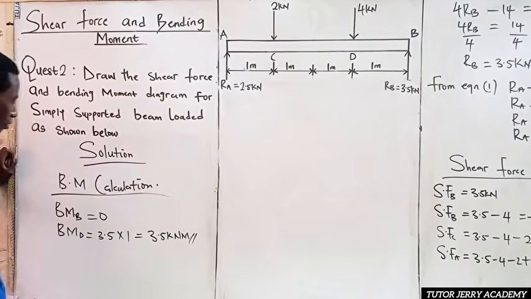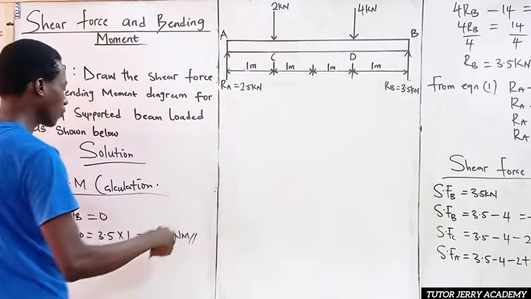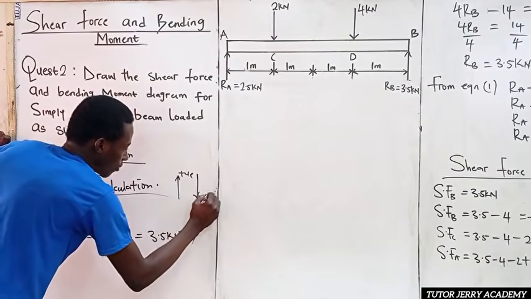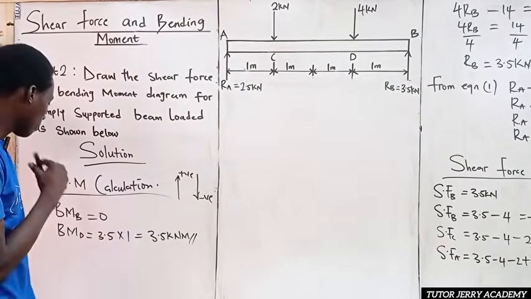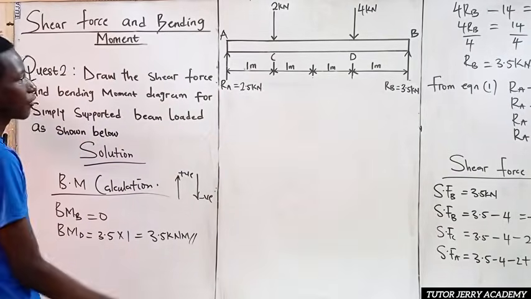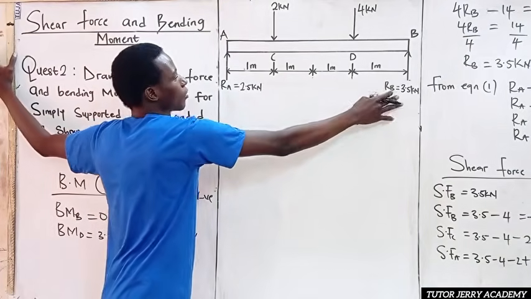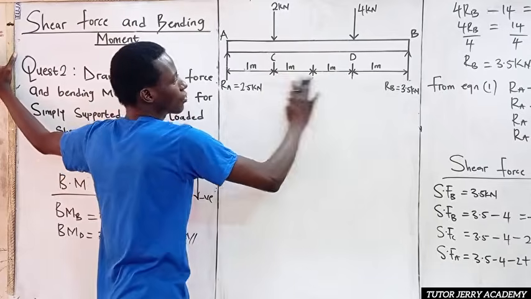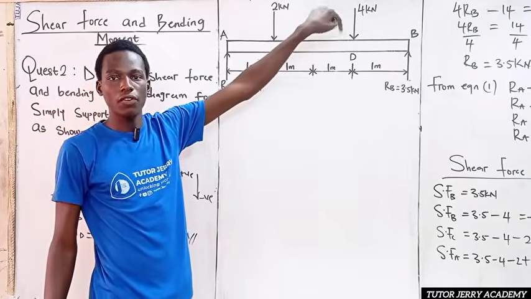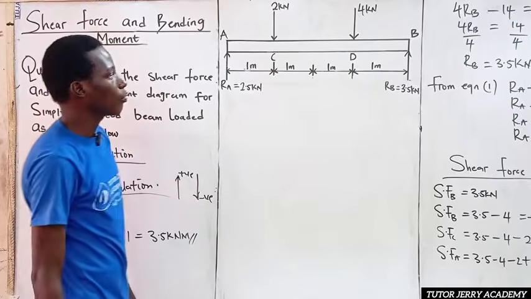Now, also, so we don't forget, I'm considering upward force to be positive and downward force to be negative. Upward force positive and downward force negative. Now, we are going to be considering our bending moment at point C. To get our bending moment at point C, it will be 3.5 multiplied by the perpendicular distance, which is 3 meters, minus 4 multiplied by 2. We are using minus here because we have a downward force. I hope you get that.